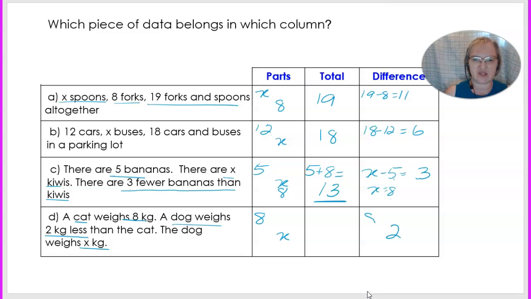So if the cat is 8 and the dog is 2 kilograms less, that would be what our X equals, right? So 8 minus 2 will be 6. So we know that the dog weighs 6 kilograms. The total for both of them together, we would add 8 plus 6, which again equals 14.